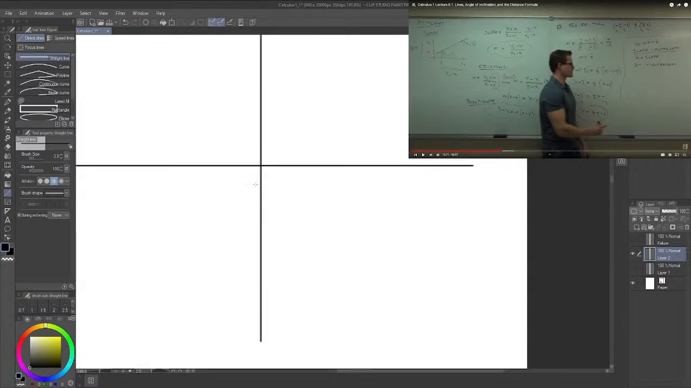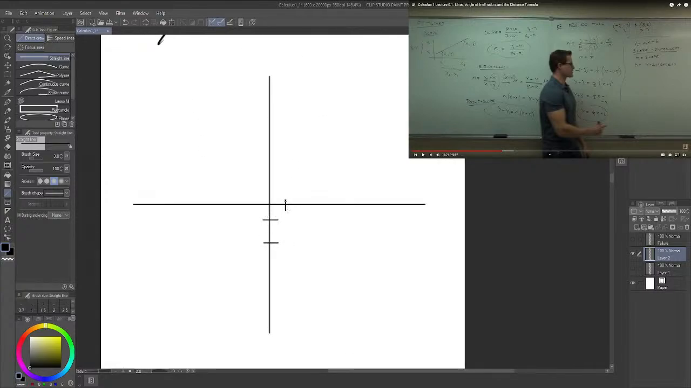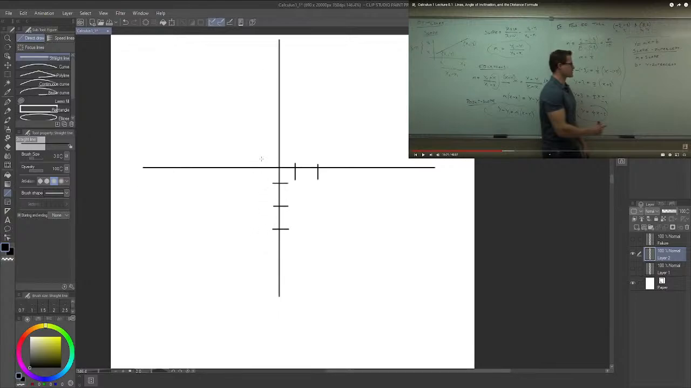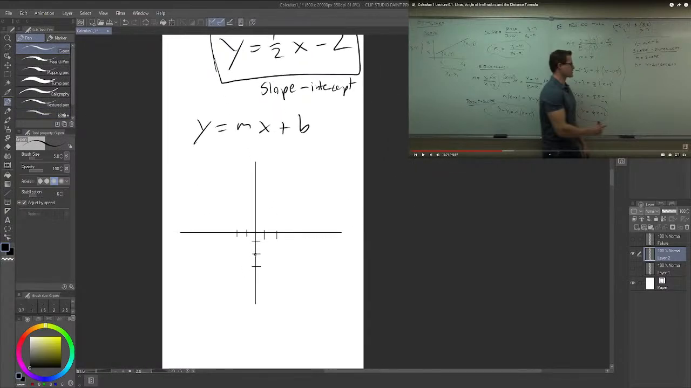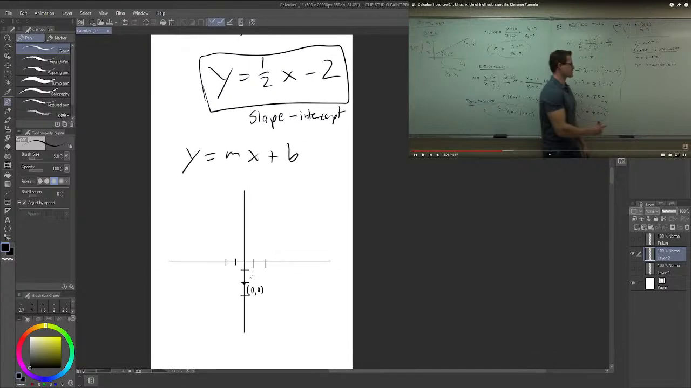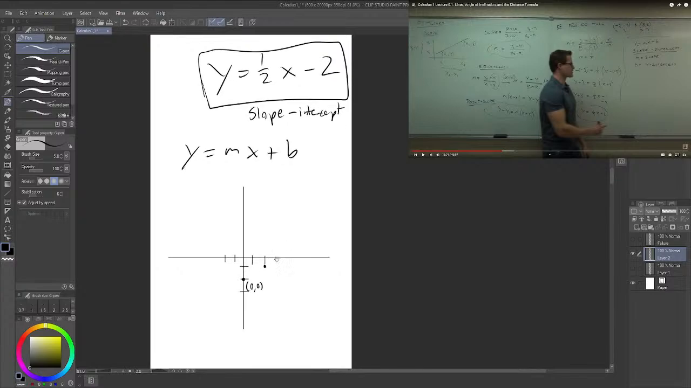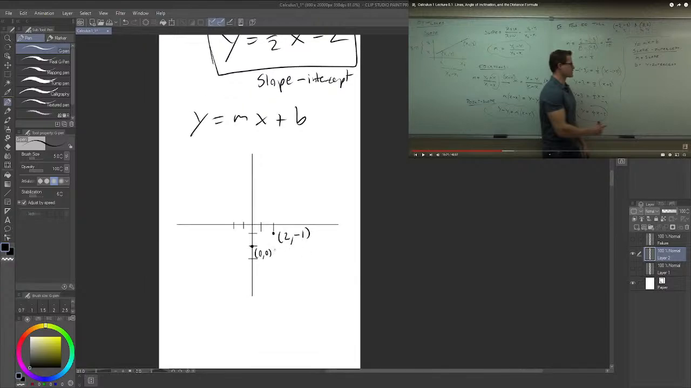So y-intercept's -2. 1, 2, -1, 2. Okay. So -2. This is 0, 0. Then rise 1/2. This is 2, -1. This is not 0, 0.